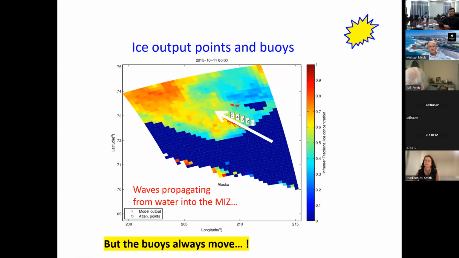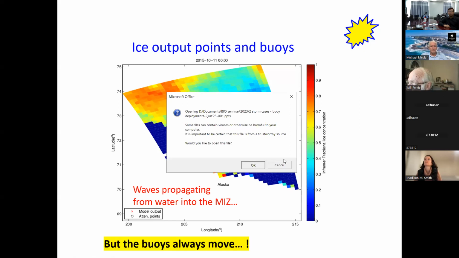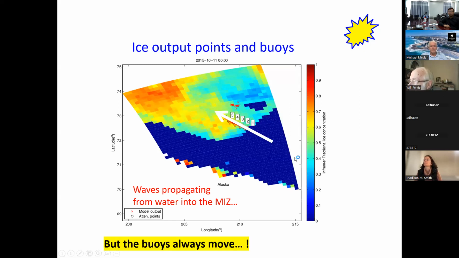We'll look for special cases where the buoys line up in a line and we can just pick out the waves, and lo and behold, we'll know how the attenuation works because it'll be just so clean and easy. But anybody who was in the field making an experiment would tell you the buoys always move. So they never stay in a line. They're always moving. And therefore, you have to output the model at the points of the buoys if you're going to make any comparison and if you're going to get any idea of which model is best.